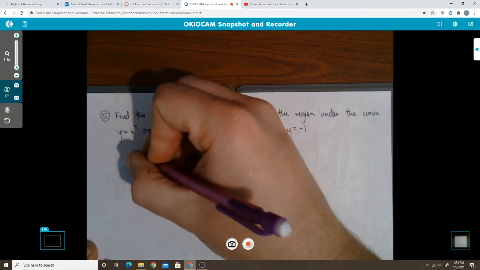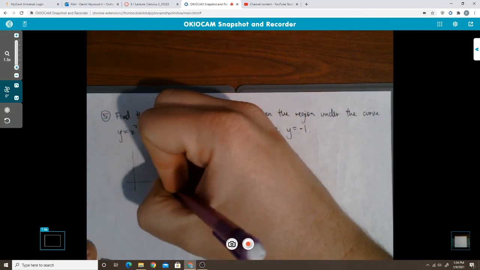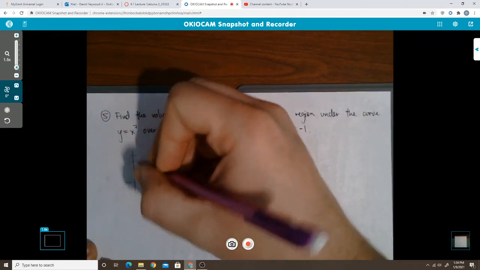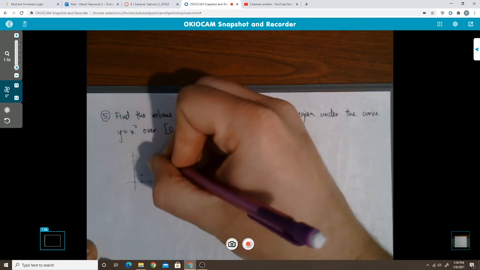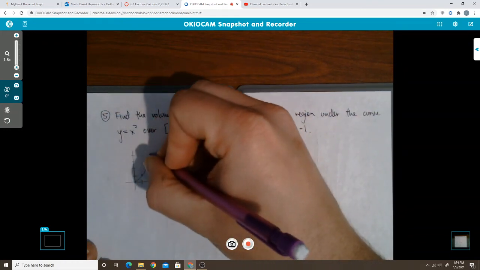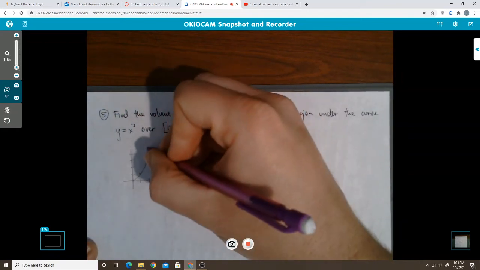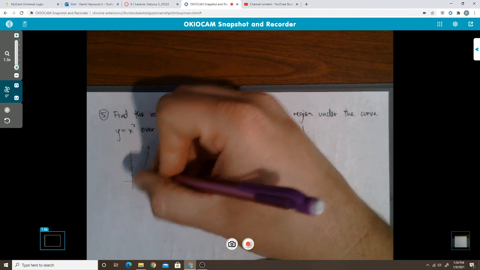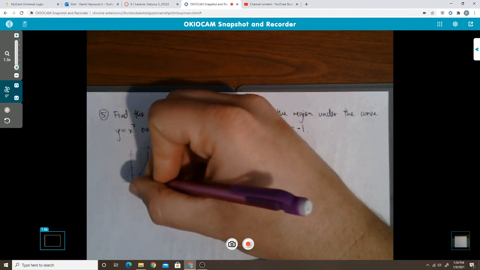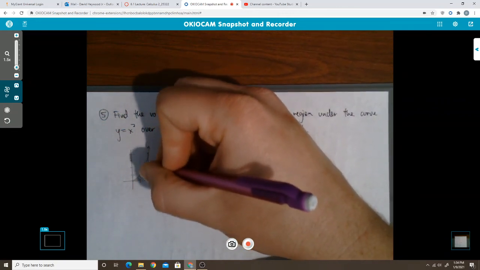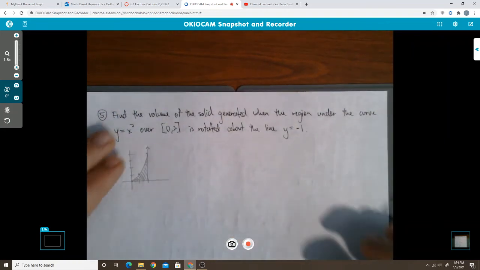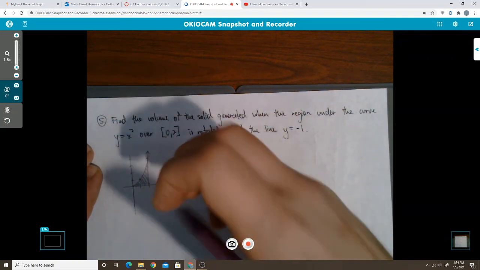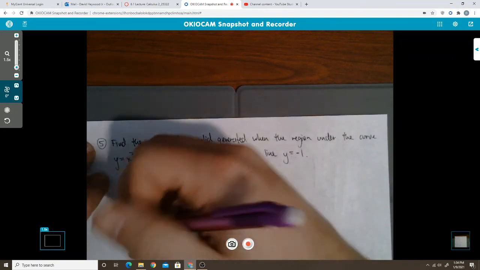So y equals x squared, something like that. We're interested in the region under the curve. So when they say under the curve, they mean between the curve and the x-axis. So they're talking about this region here. That's easy enough. But now they want us to rotate this about the line y equals -1. So the line y equals -1, that would be this line down here.